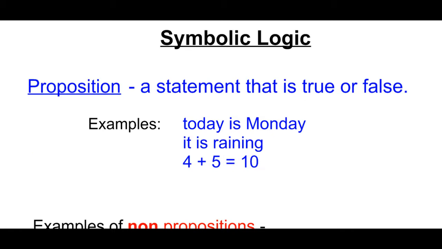That's a statement that is either true or false, alright? So, for example, today is Monday, which is true, right? It is raining, and I don't think it's raining, so it's pretty false. And 4 plus 5 equals 10. That's not true, so I guess it's false. But these are statements that you can say it's either true or false, alright?